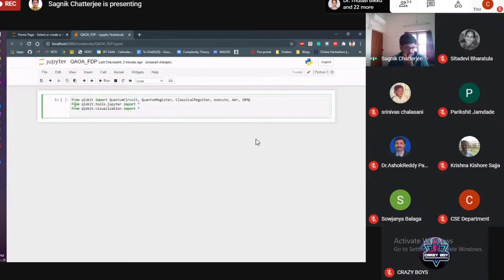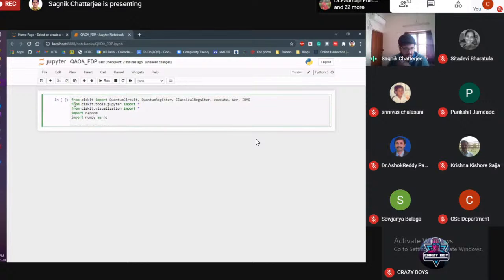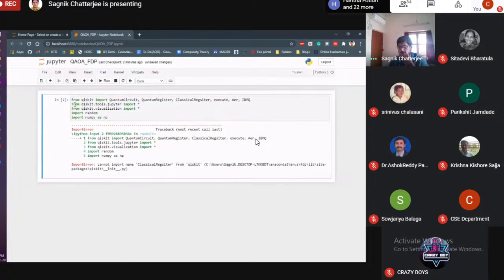Next, we'll import some math libraries. We'll import random, we'll also import NumPy, and we'll be importing math. Okay, if we need math, we'll import math. Classical register: it cannot import name ClassicalRegister from Qiskit. Okay, so let's run this again. I think it's because we imported Qiskit.